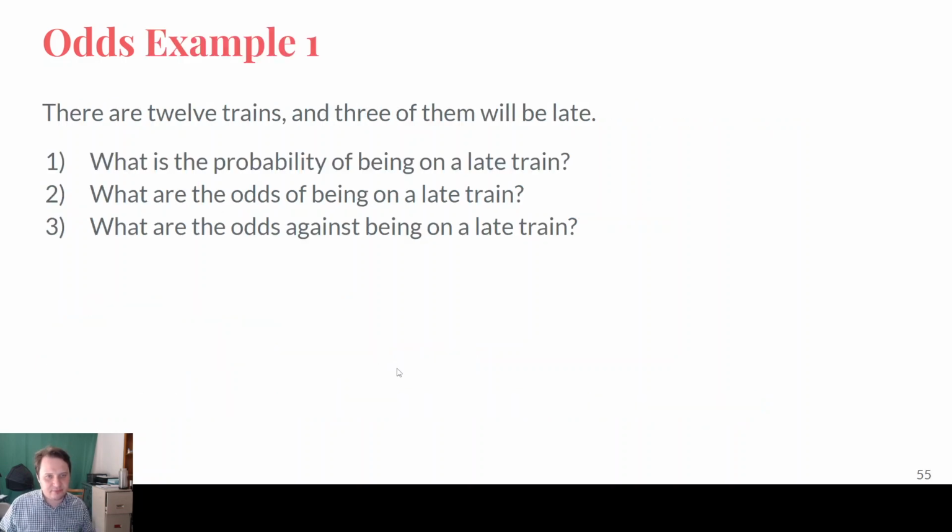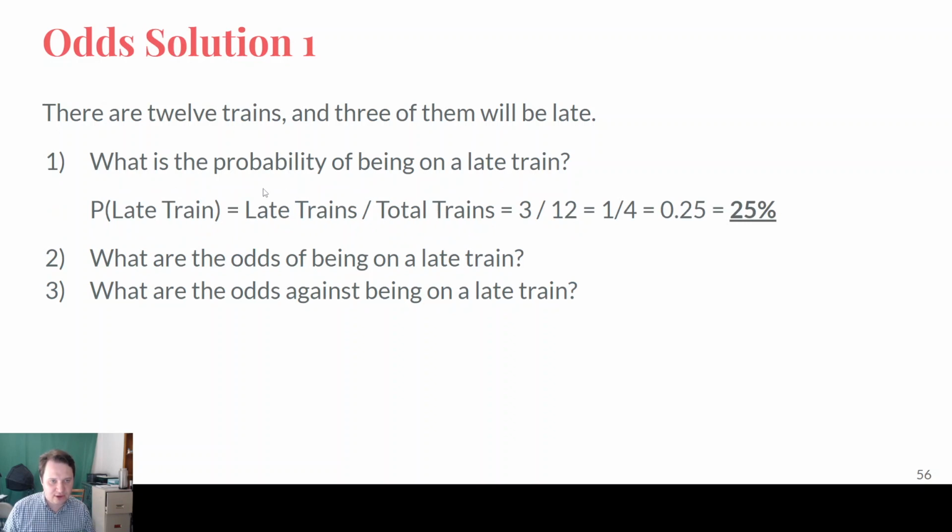Let's look at some examples. Okay, so here are some examples of odds. Let's imagine that there are 12 trains and 3 of them will be late. What's the probability of being on a late train? Well, the probability, remember, is the number of successes, in this case being late, divided by the total. So the probability of being on a late train is going to be 3 out of 12, which is 1/4, which is 25%, because there are 3 late trains out of 12 total.